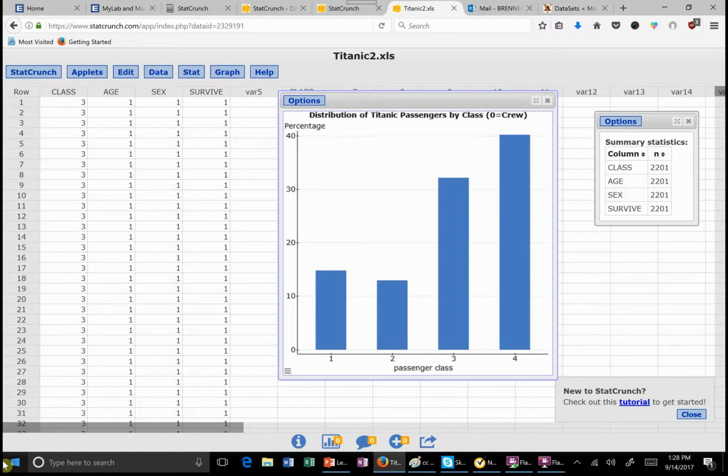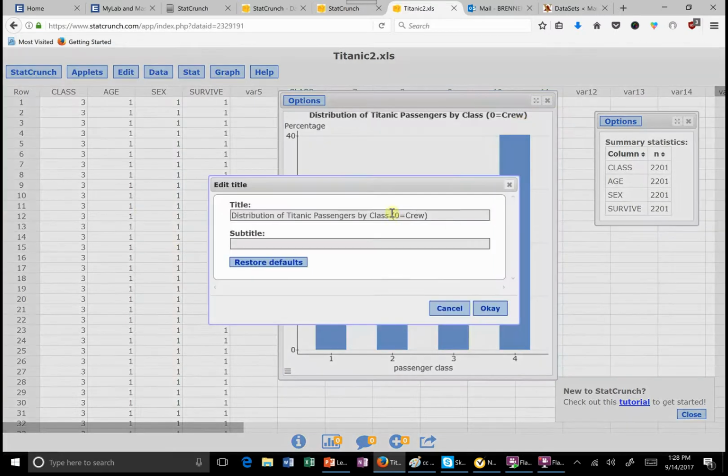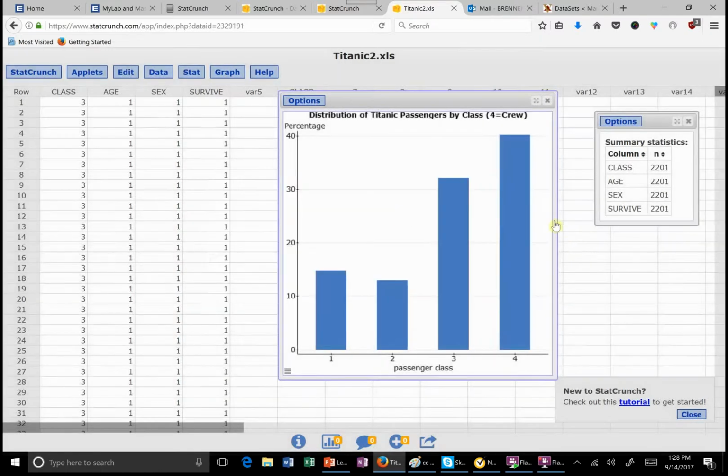Oh, you know what? I thought I changed it and I didn't. Thank you. Why? That's weird. Yeah, you're absolutely right. 4 is equal to crew. That's what I wanted. I thought I changed it, and then when I looked at the file, I didn't see that. Thanks. Yeah. Good.